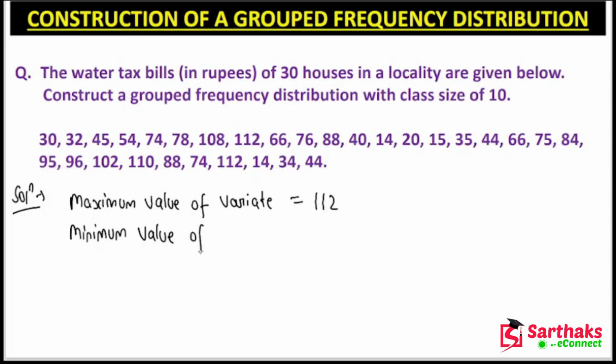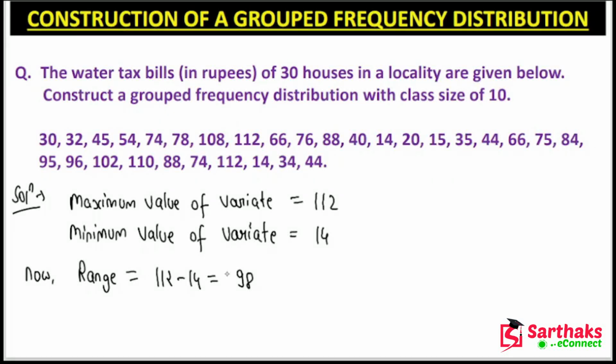So minimum value of variate is equal to, we have 30 and we have 14 and 15. Okay, so 14 I think is the minimum value, right? So this is the minimum value. The second thing which we should do is find the range. That is why we are using this particular frequency distribution, because it can be used for a high range. So range is maximum value minus minimum value. So the range of data is 98, right?